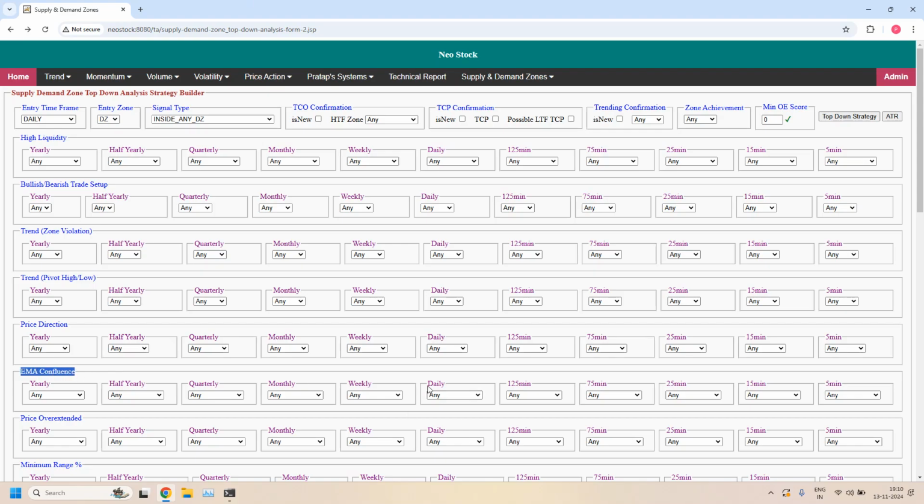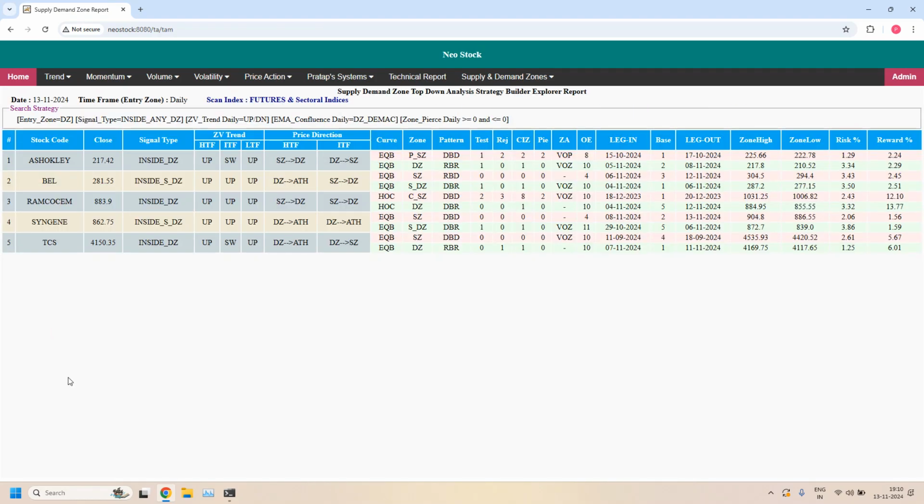So in the EMA Confluence, daily time frame, daily demand zone with daily EMA Confluence. But EMA Confluence is not valid in a sideways trend, so we need to eliminate those stocks. For that, in the zone variation trend at daily time frame, I am selecting up or down, but not sideways. Now let's filter the stocks. Now the list is reduced to 5. These 5 daily demand zones are having daily EMA Confluence. Currently price closed inside the daily demand zone.